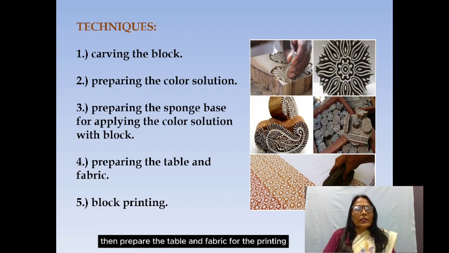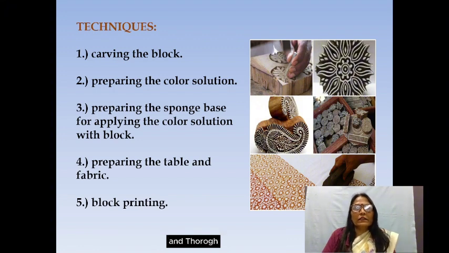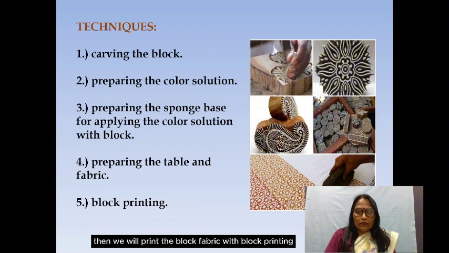We will then prepare the table and fabric. For printing, we require a table or flat surface, and a blanket should be spread before placing the fabric for a unique design and thorough painting, thorough color submission. Then we will print the fabric with block printing.